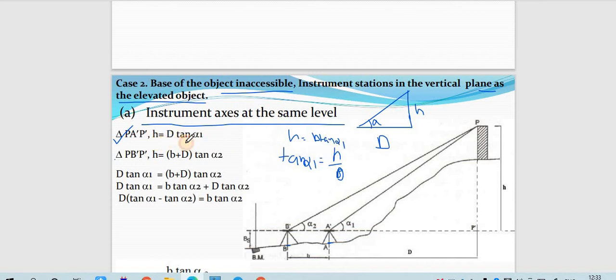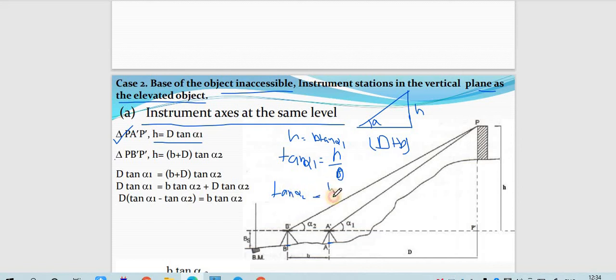Okay. So this is the first one. Now we will consider the second triangle. For that it is D plus B. So this will be D plus B, and this will be again h only. So tan alpha 2 equals to what?